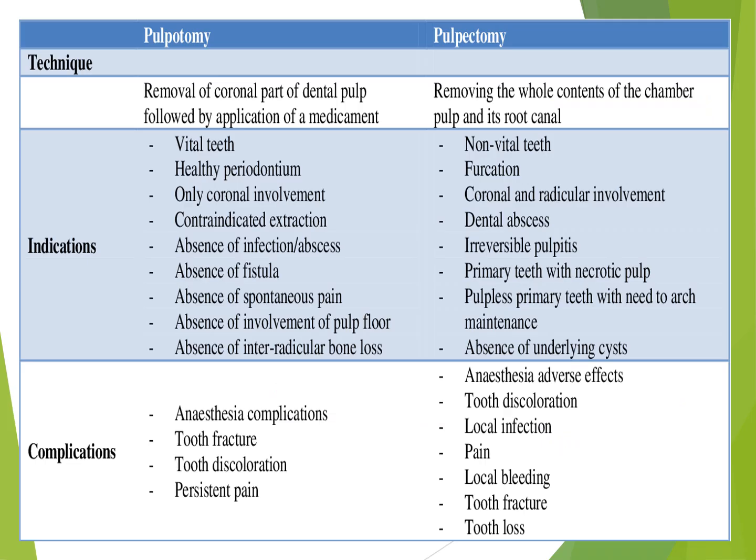Pulpotomy and pulpectomy: the techniques, indications and complications. Indication: we give pulpotomy in vital teeth, and pulpectomy in non-vital teeth, and it includes the vital teeth also. Complications of pulpotomy can be anesthesia complication, tooth fracture or tooth discoloration. Whereas complications with pulpectomy are anesthesia, adverse effects, tooth discoloration, pain, and local bleeding.